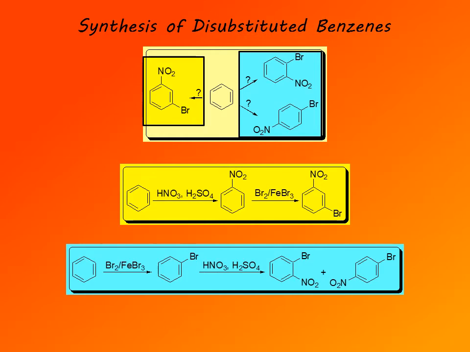Usually separation is relatively easy because ortho and para isomers have quite different properties, typically different solubilities and different melting and boiling points. So they could be separated sometimes by distillation, frequently by recrystallization. So separation is not that difficult. These days you would usually actually carry out chromatography to separate.